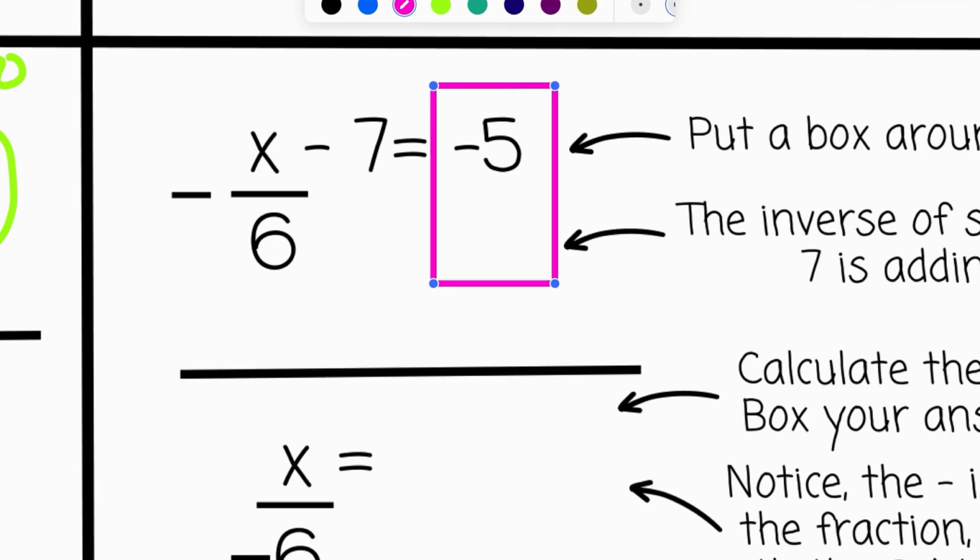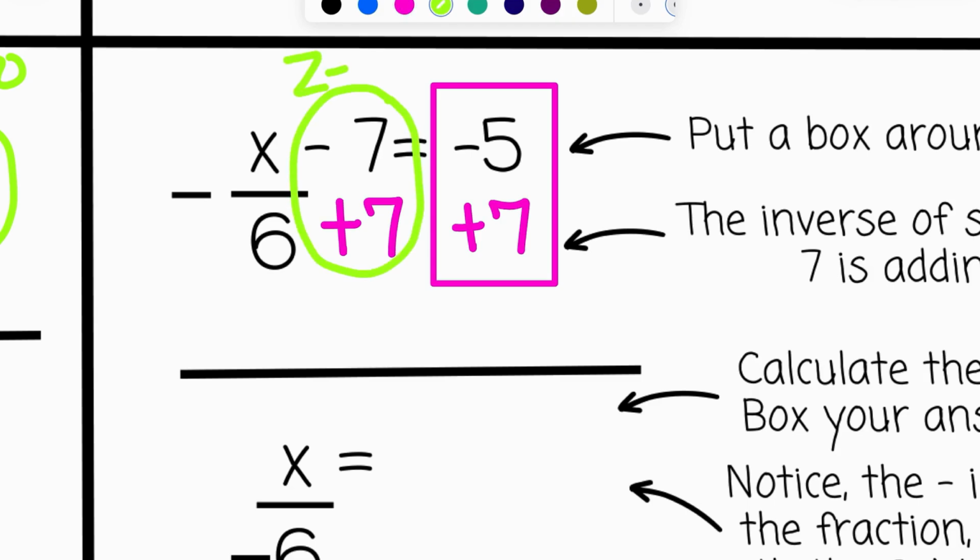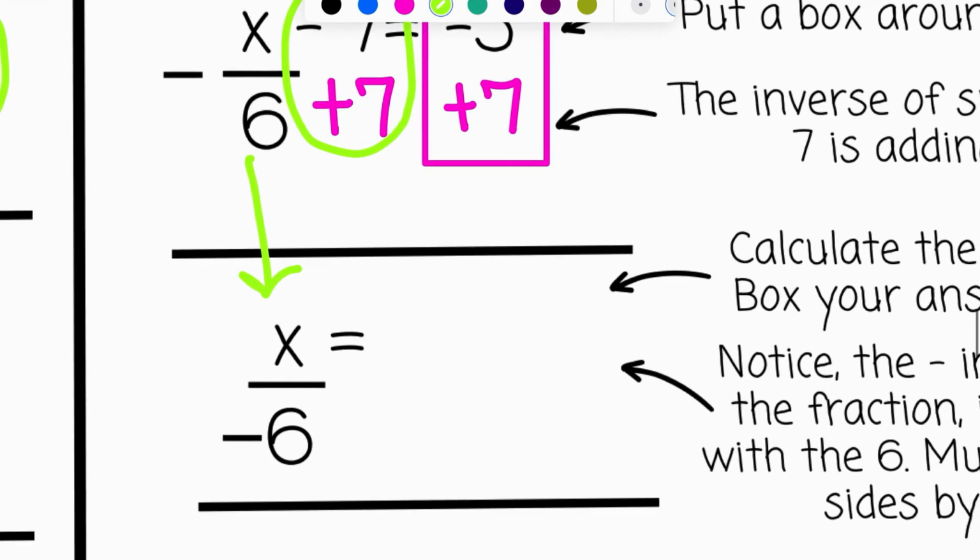We're going to do our adding or subtracting first. I always say leave that complicated x divided by negative 6 thing for last. So my first step is to undo subtract 7. The inverse of subtracting is adding 7, so put it here to make a 0 pair and inside the box. Okay, so this is a 0 pair, so it's gone.